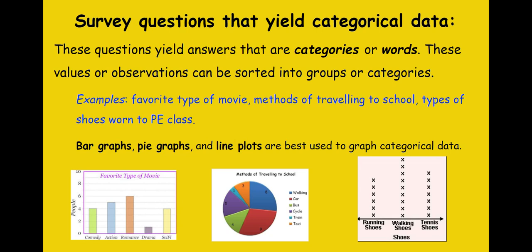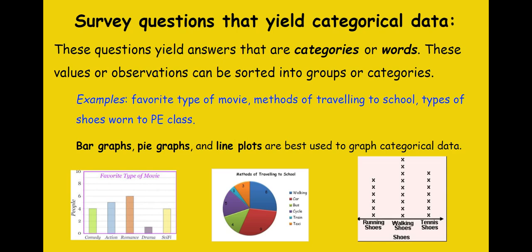And then the last one, if you surveyed people in the school to find out what kind of shoes they wore to PE, you might find that some of the children that you surveyed have specially designed running shoes, or specific shoes made for walking, or just a generic tennis shoe. All right, and then this graph should look familiar. This is a line plot, and if you remember, each of those X's represents a response from one of the people that you surveyed.